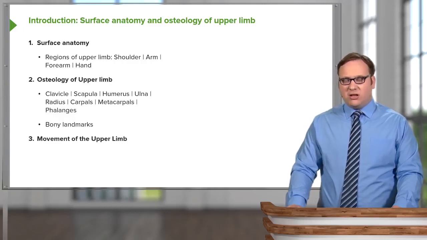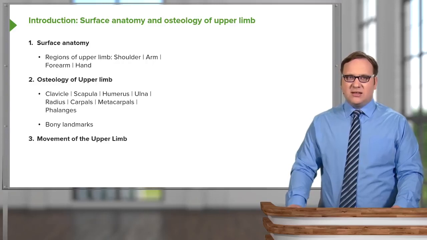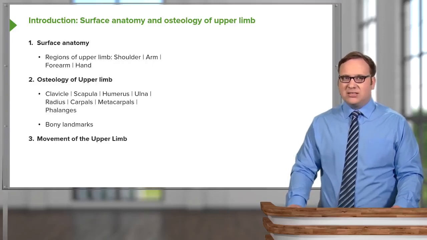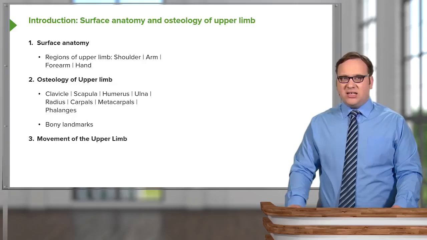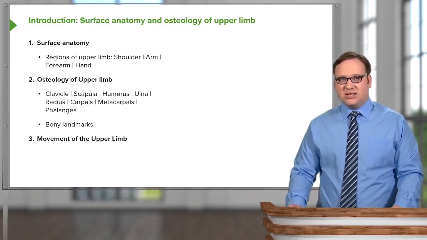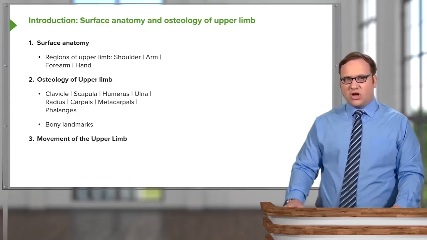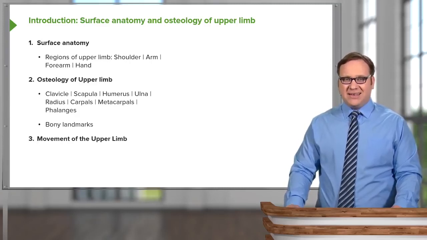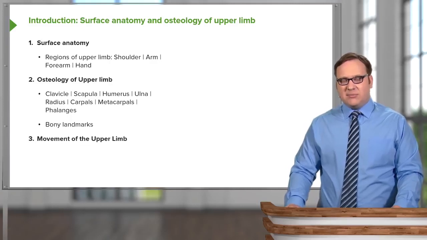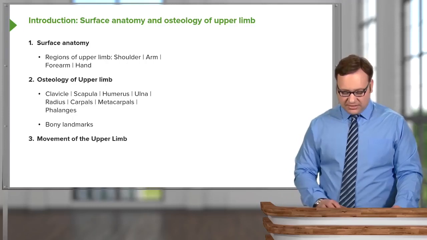We'll look at the clavicle, the scapula, the humerus, ulna, radius, the carpal bones, the metacarpals and the phalanges. And in each of these bony structures, we'll look at specific landmarks, and these are important for muscle attachments. We'll then finish by looking at the various movements that are performed by the upper limb, which is a complex part of the appendicular skeleton, enabling a great range of movements.